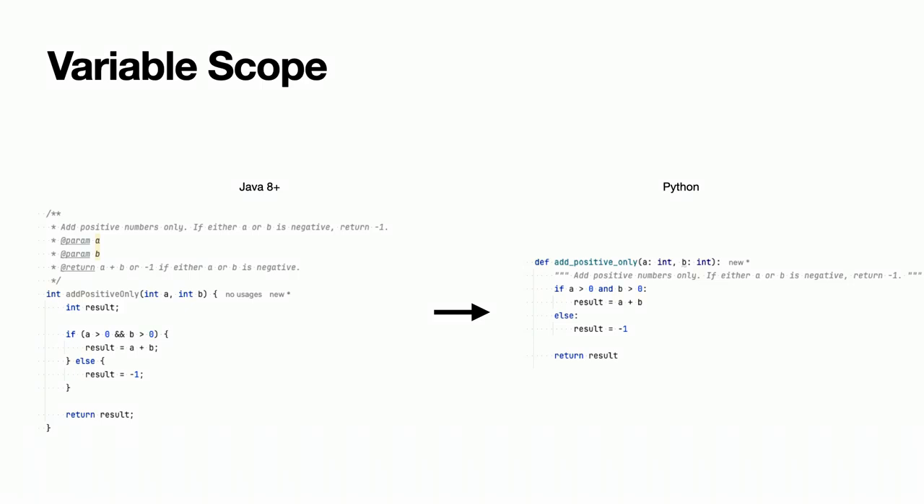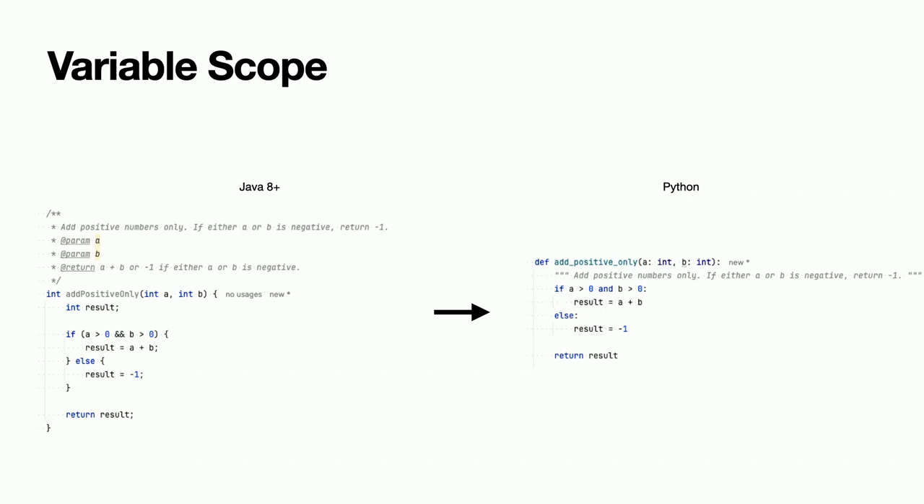Variable scope. I'm sorry about the text. I totally missed this particular screen. I will try to explain my best. In Java, correct me if I'm wrong, the variable scope is actually per block. So if you declare, if you cannot read it, I'm sorry about this, inside the if block, if you declare some variable, it's also local to that block, right?